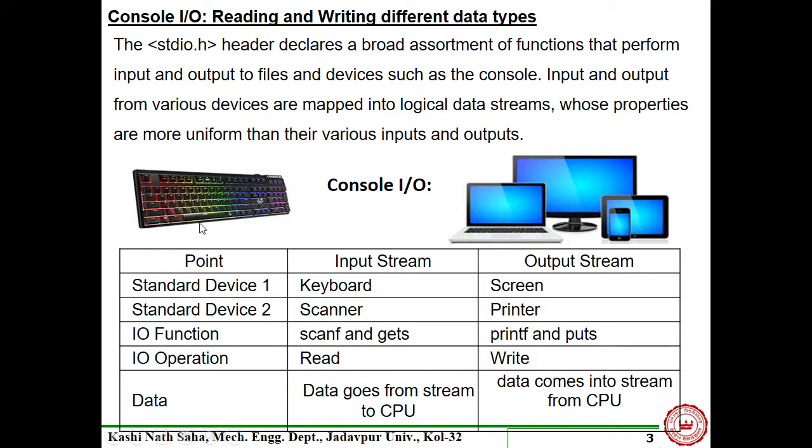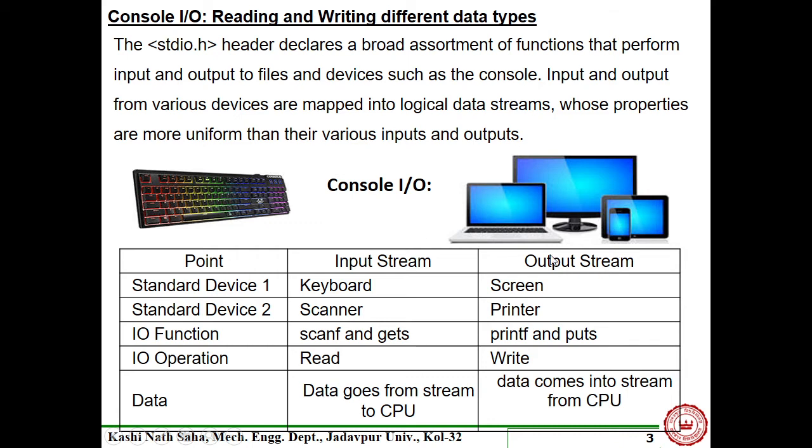Console is the fundamental input output device. So the basic input device is keyboard, and you can say mouse is also there sometimes. So the input devices are keyboard, then scanner, the scanf, gets, they read from the keyboard. Then the read function and the data part, where it goes to CPU.